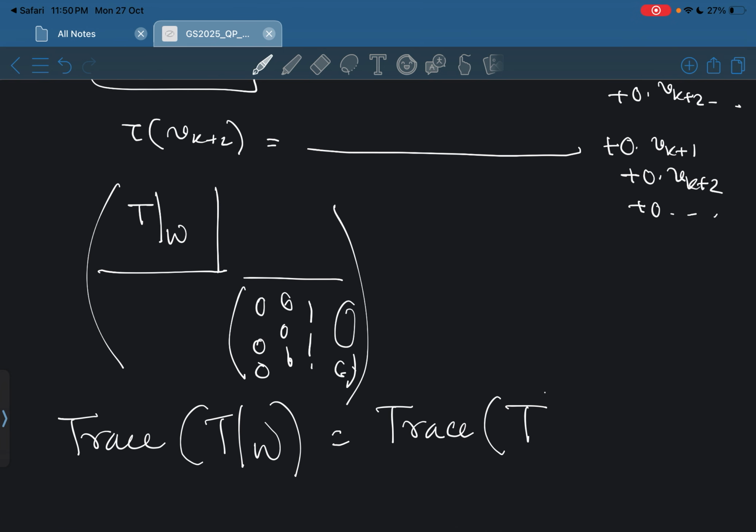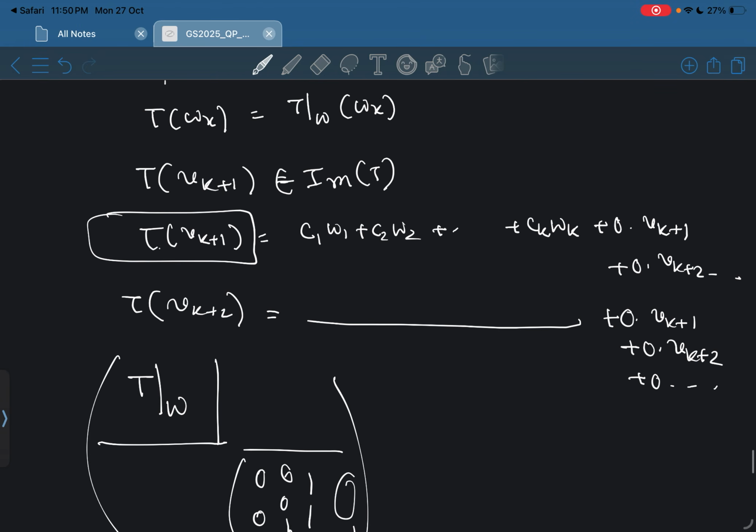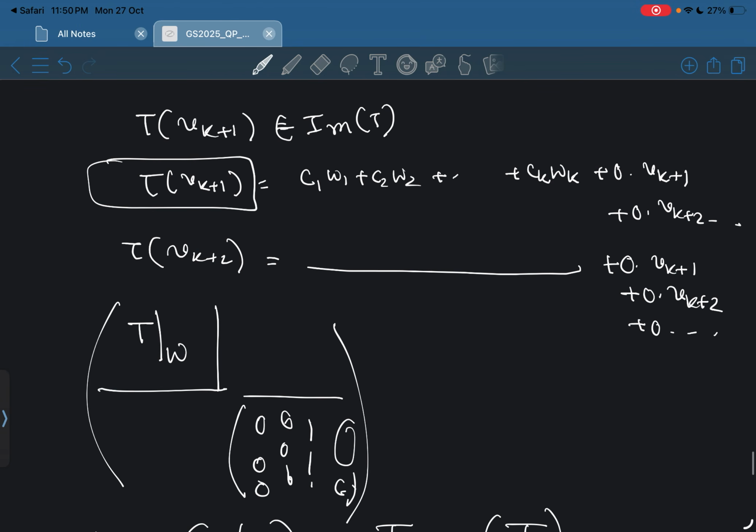Trace of T. This is a 0 matrix, because for T of Vk plus 1, the upper part there can be anything, but the lower part is 0. Starting from Vk plus 1, all the coefficients are 0, right?